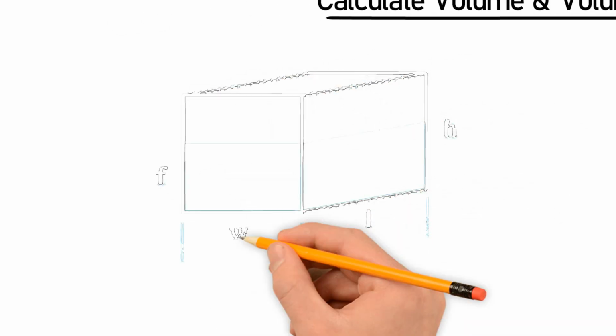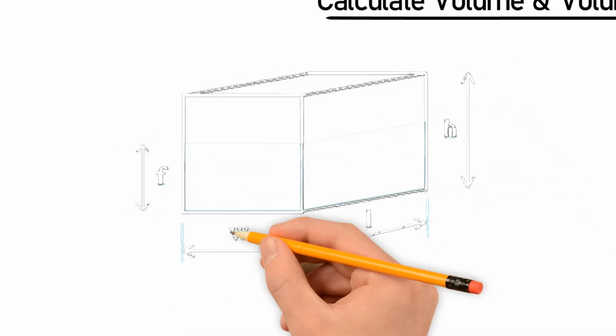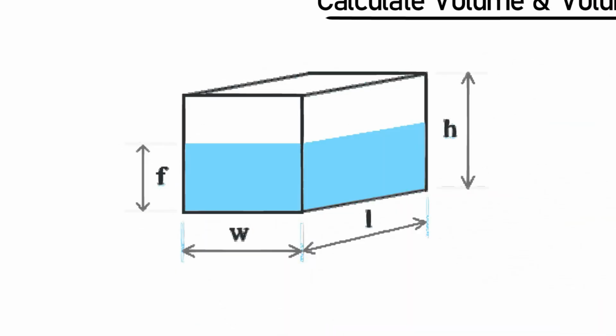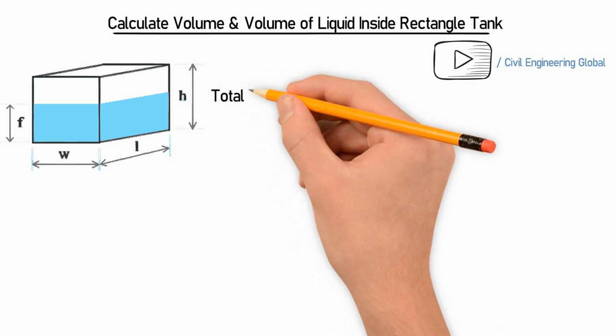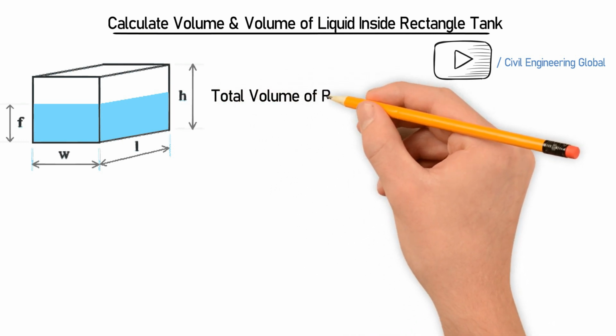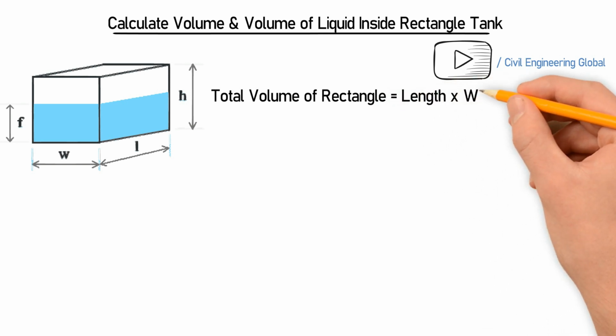Let's draw the rectangle tank first. W is the width, L is the length, H is the total height, and F is the filled height. The filled height is how much liquid is inside. So as we know, the total volume of a rectangle is equal to length multiplied by width multiplied by height.